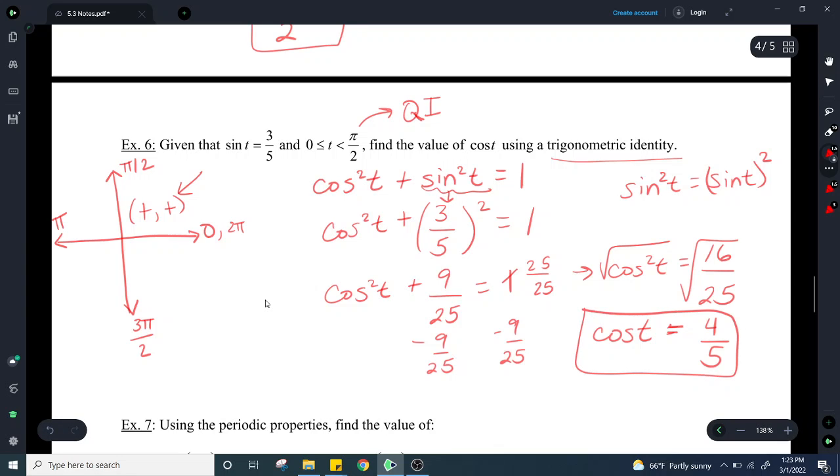However, had this been another quadrant, like let's say this had been in quadrant 2, in quadrant 2, cosine would have been negative, but sine would have been positive. Think about that. Cosine's like your x. X's are negative in the second quadrant. So had this said we were in quadrant 2, I would have chosen the negative 4 over 5. It's one or the other depending on which quadrant you're in. So keep that in mind.